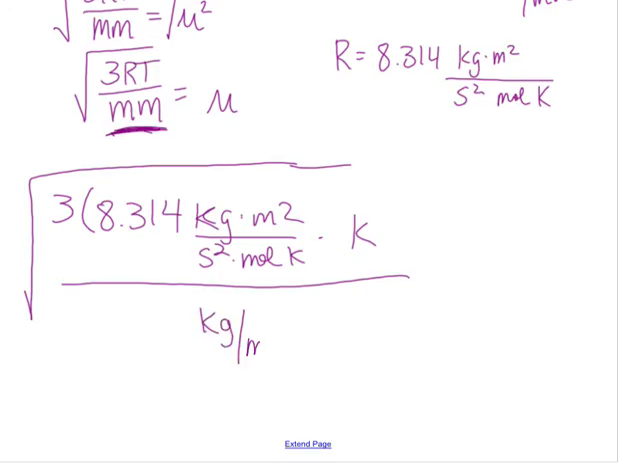Kilograms per mole. So you have to divide your molar mass by 1,000. Now, that's supposed to be equal to velocity. What's velocity units in physics? What did you learn? Meters per second. Well, it's the same here.